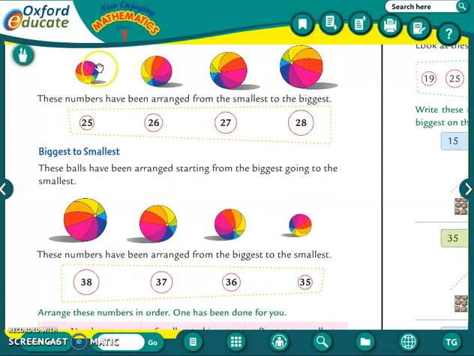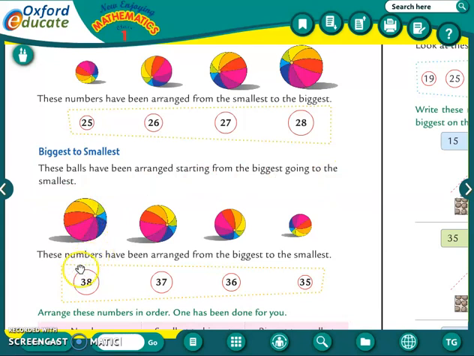Then this is the opposite, biggest to smallest. Now here see, small ball is first and the biggest ball is at the last. Here we have to go from biggest to smallest. जो सबसे बड़ा बॉल है वो पहले आएगा, because this is biggest to smallest, and the smallest ball will come at the last. So these balls have been arranged starting from the biggest going to the smallest.